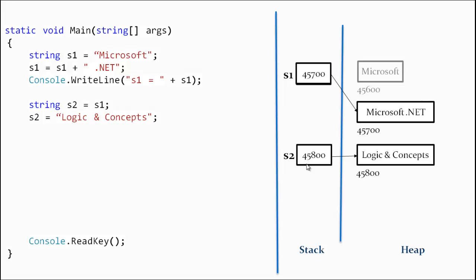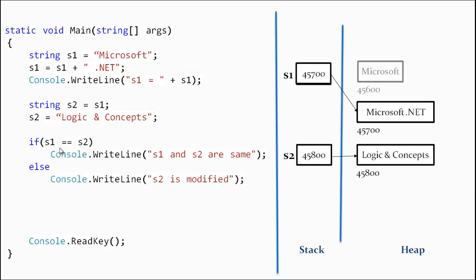So this is the advantage of immutable strings. One more good thing about string is that equality operators are defined to compare the content of the string and not references. For example, to compare strings you can simply use the equal to operator or not equal to operator. Here we are comparing the content of S1 and the content of S2. If they are the same, then this message, otherwise this message.